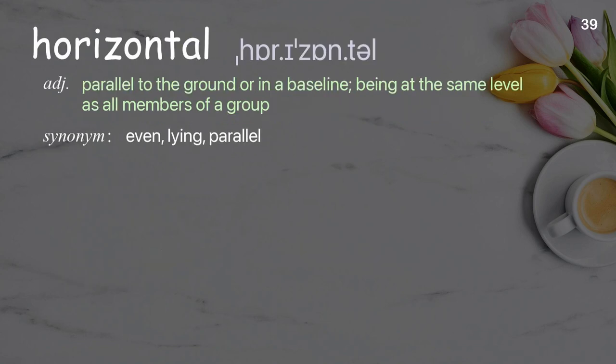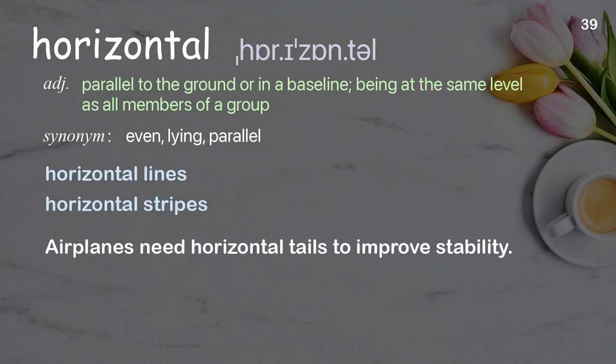Horizontal: parallel to the ground or in a baseline, being at the same level as all members of a group. Examples: horizontal lines, horizontal stripes. Airplanes need horizontal tails to improve stability.